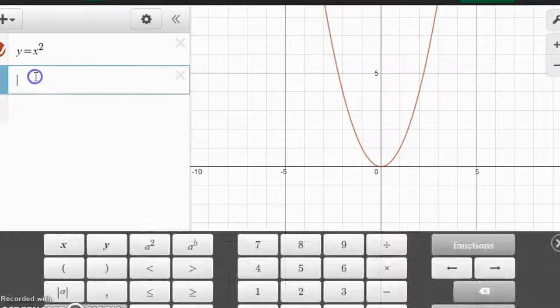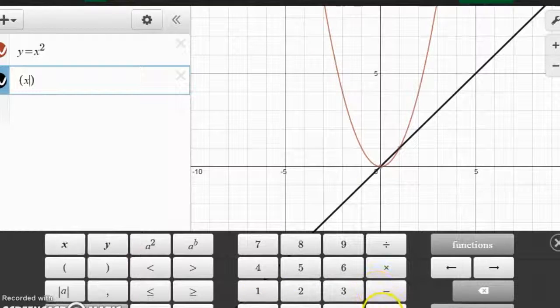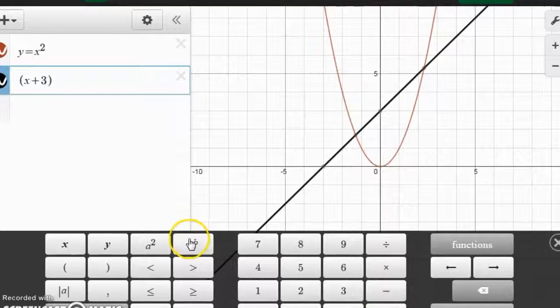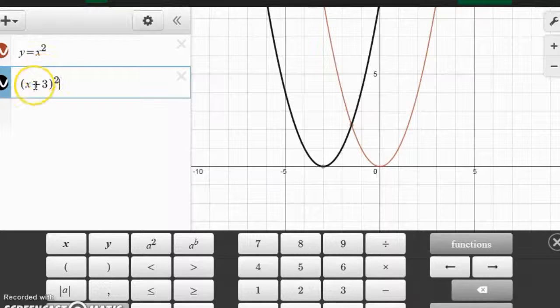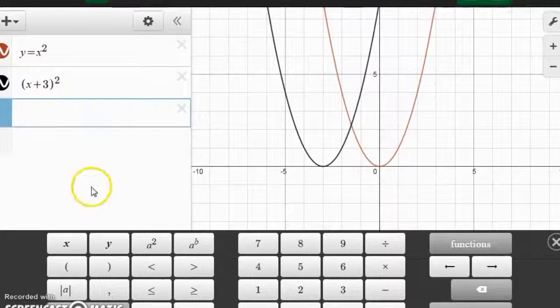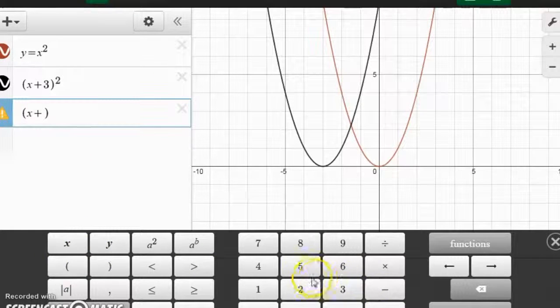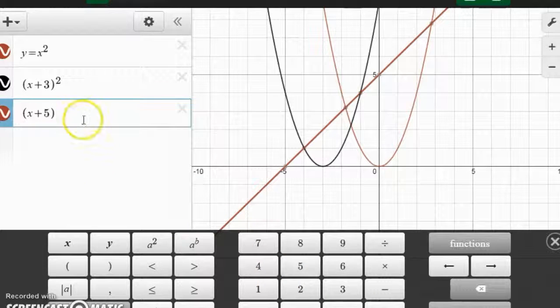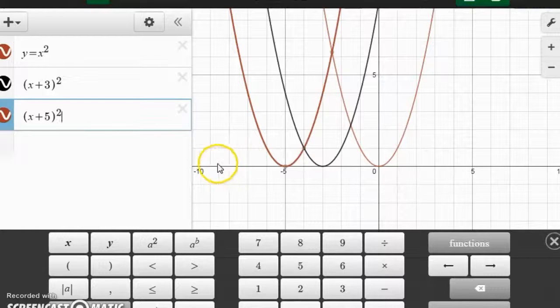So now we're going to look and see what happens when we add something to x squared, but now inside the exponent. So we're going to have in parentheses x plus 3 and then square it on the outside. All I've done is, inside with my x, we're adding numbers. So let's do another one of those. x plus 5 and then square it. So right now it's moving to the left.